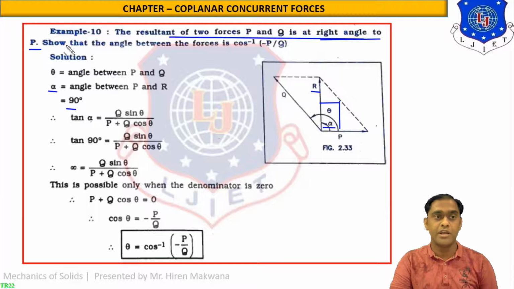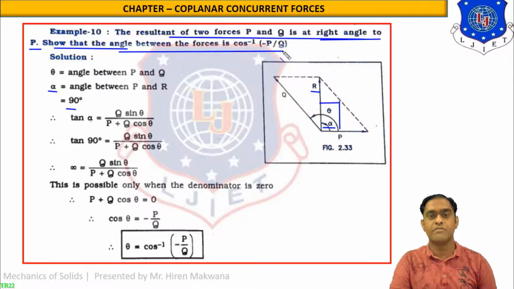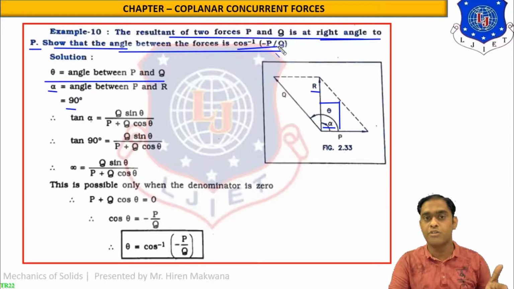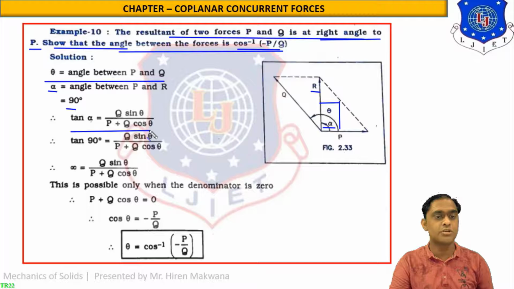What do we have to find? We have to prove something. Show that, means prove that the angle between the forces is cos inverse of minus P by Q. Angle between the forces means theta. So we have to prove theta equal to cos inverse of minus P by Q. You can see from the formula that tan alpha is equal to Q sin theta upon P plus Q cos theta.